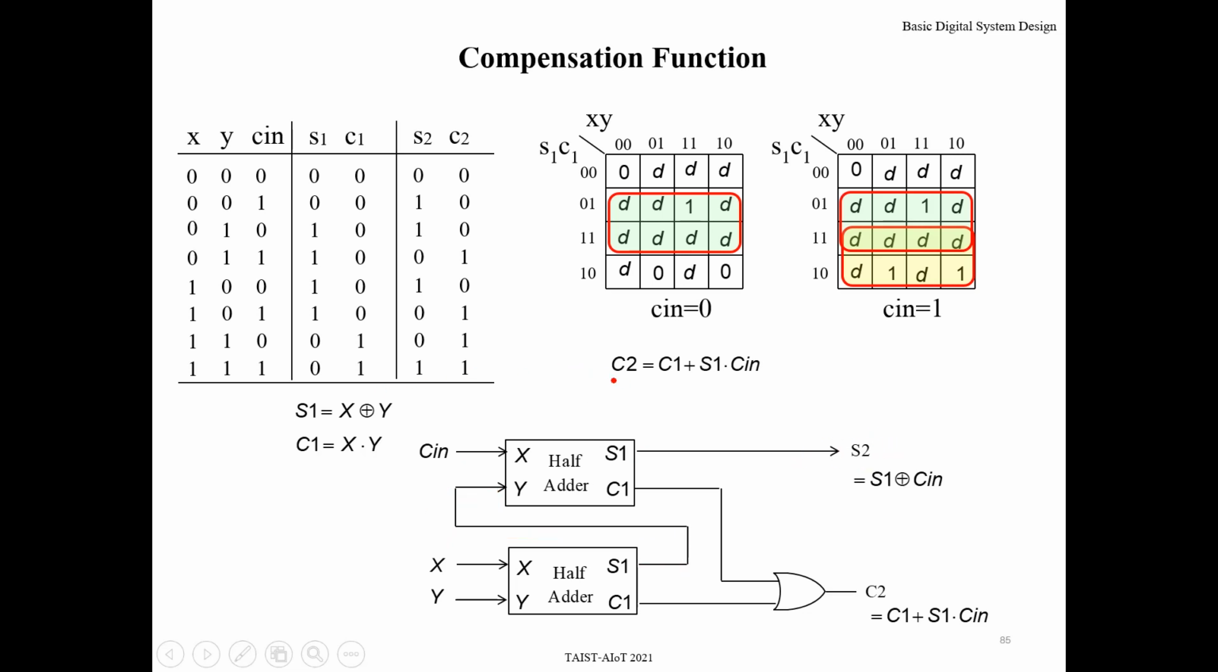And for C2, C1 or this term. That means you apply C1 or this term. This term maybe is from this, because this is an AND between this and this. This is carry in and this one is S1. Okay, that's all.